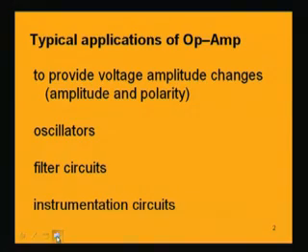But apart from that, the typical application of the OpAmp is to provide a voltage amplitude change as well as a polarity change. That means, if we want to change the magnitude and polarity of an input voltage, we can use this OpAmp. Similarly, we can use it to build filter circuits, in instrumentation amplifiers, and also in oscillators. So, these are some of the typical applications of OpAmp.